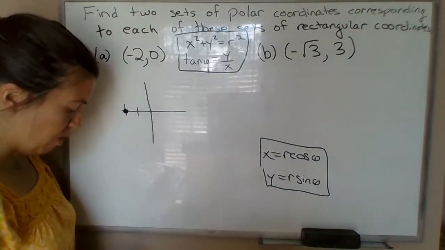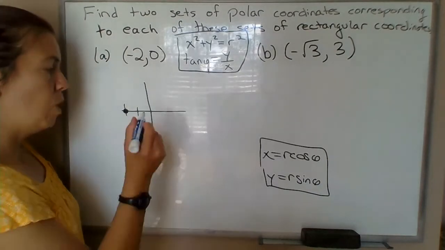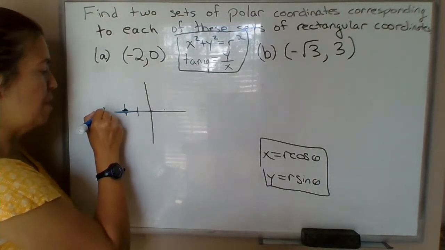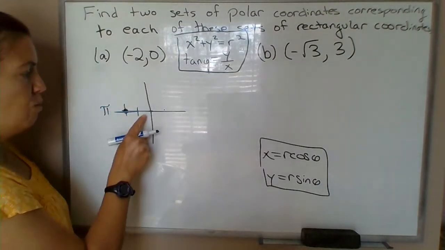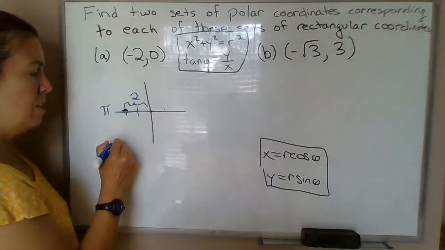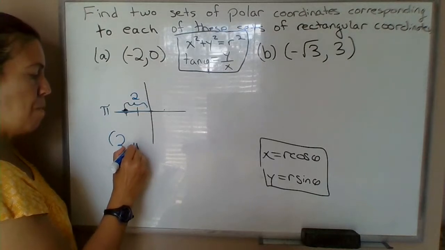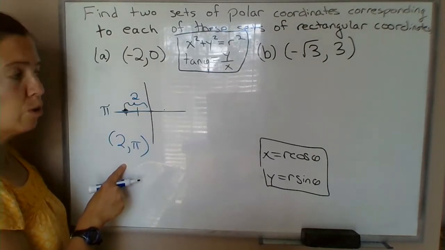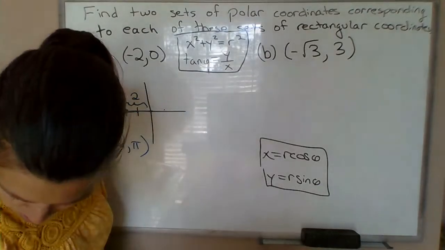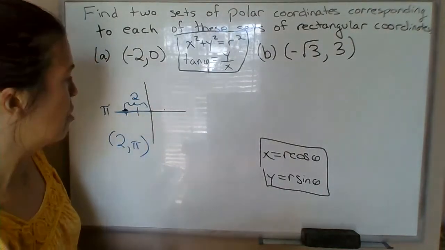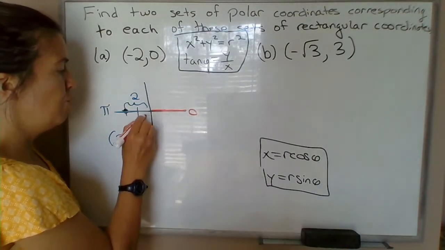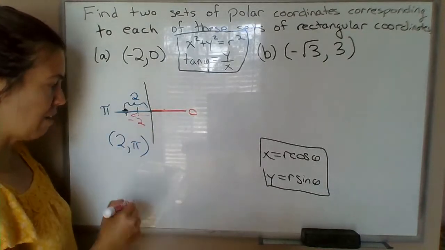So if we want polar coordinates for that point, one way to write polar coordinates would be, this ray right here corresponds to pi radians, and we move positive 2 units out along that ray. So 2, pi would be one set of polar coordinates corresponding to that point. Something else we could do is use 0 as our theta. That would correspond to this ray right here, and then move negative 2 units along that ray.